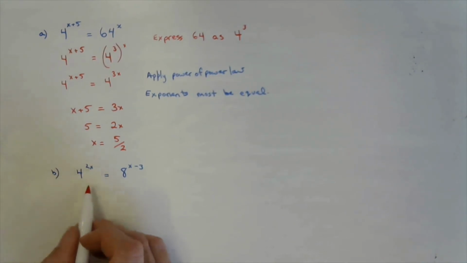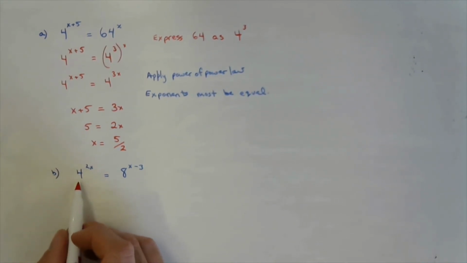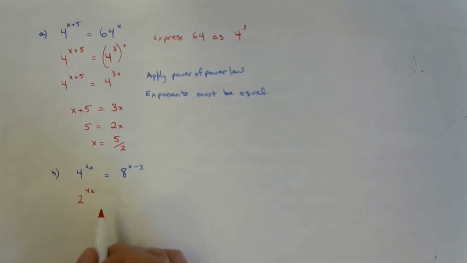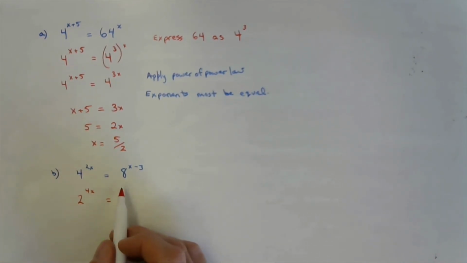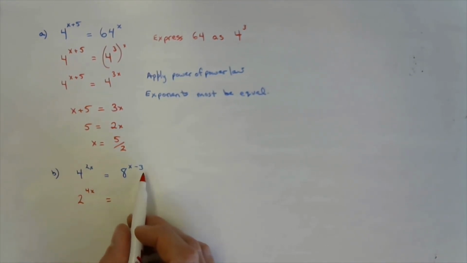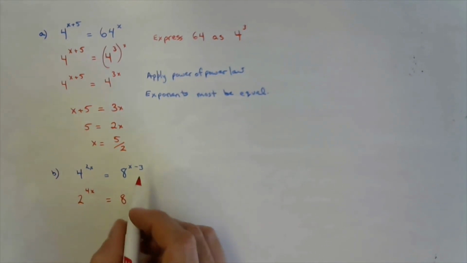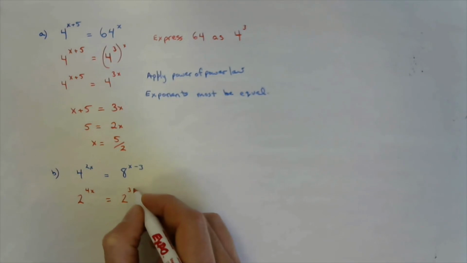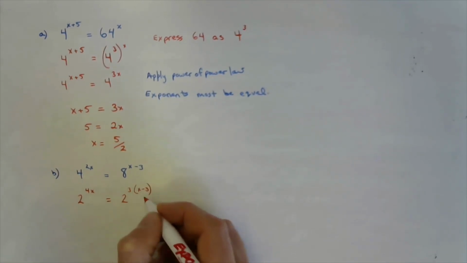I'm going to try to skip a couple of steps here. So we're going to end up with 2 to the power of 2, all to the power of 2x, which is going to give us 2 to the power of 4x. On the right, we're going to end up with 2 to the power of 3, all to the power of x minus 3. I'll write that one because it has an extra step in it. So we've got base 2, then we've got 3 times (x minus 3).